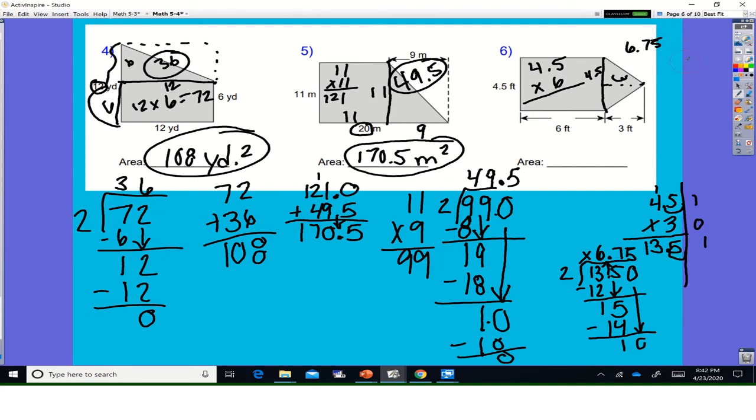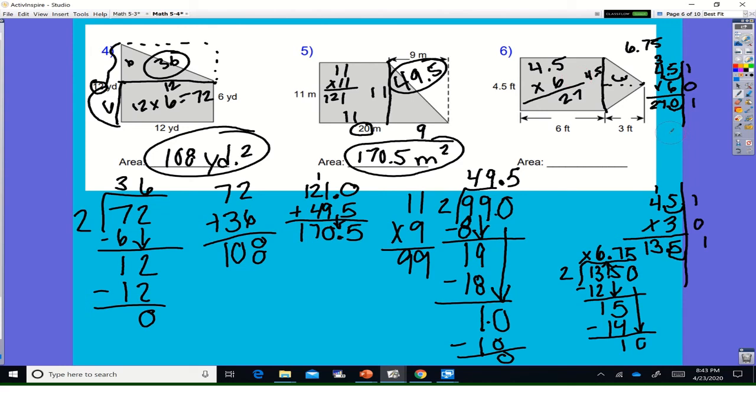Then we have our 4.5 times 6. Same thing. I put it up against my wall. And notice my decimals are not lined up. 5 times 6 is 30. 6 times 4 is 24. Plus 3 more is 27. Move this one place over. We have 0 here. Move that over one place, we get 27.